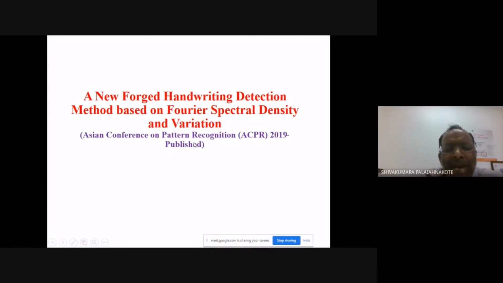So anyway, what is this one? This is something different: a new forged handwriting detection method. Again, it's a Fourier spectral density. Try to observe how I am solving the problem and how I am proposing the methods. That's also very interesting here. I am trying to discuss the same handwriting and forgery detection, but with a different way of defining the problem and a different way of applying the same method on different issues.